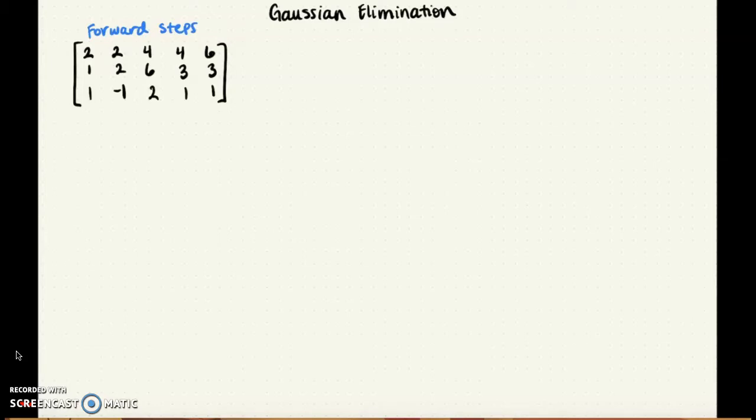So the first thing we're going to do is I'm going to focus on this first element, and I want to make this a 1. So to do that, I'm going to do 1/2 row 1, and I'm going to replace row 1 by that. So I'll get 1, 1, 2, 2, 3, and then the other two rows, I haven't changed anything about them yet, so they'll just stay the same.